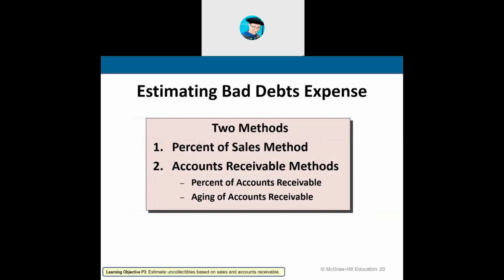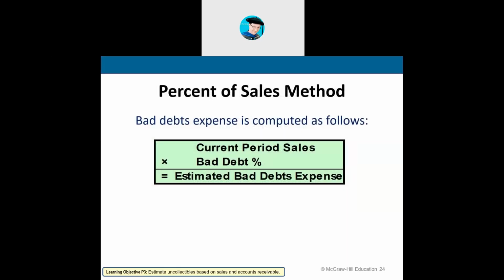So there are two methods to estimating your bad debt expense. One is the percentage of sales. That's my favorite one. It's the easiest one. The other one is through the aging of accounts receivable report. I'm going to show you a new report. It'll be fun, I promise.